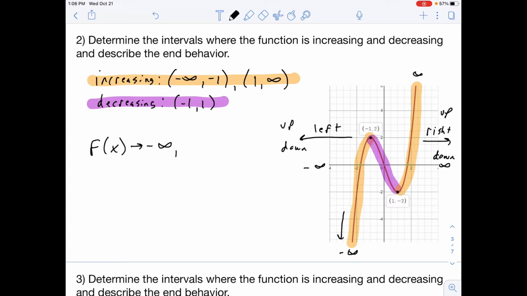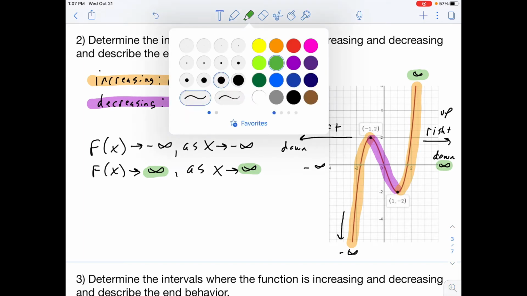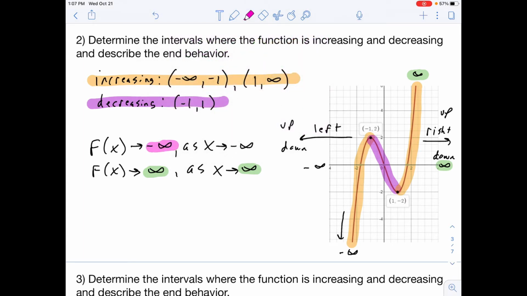So the function is approaching negative infinity as the domain is going to the left, which is negative infinity. And then f of x is approaching positive infinity as the domain goes to the right, which is positive infinity. So if I use a different color here, you can see that this, I'll just do this part, matches that right there. And then just pick this color.